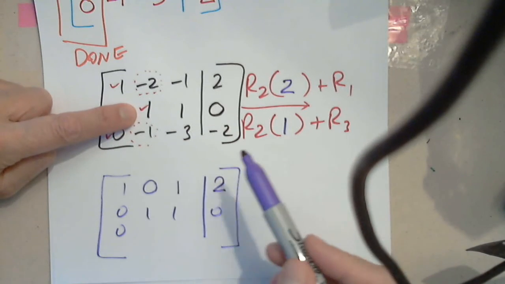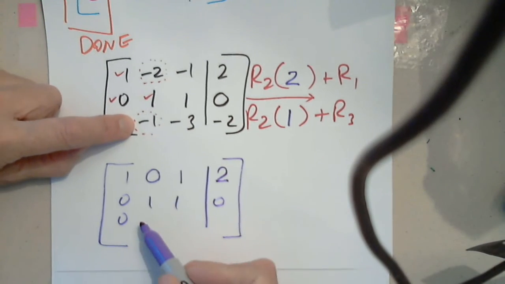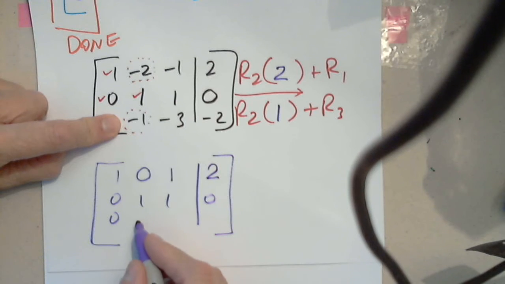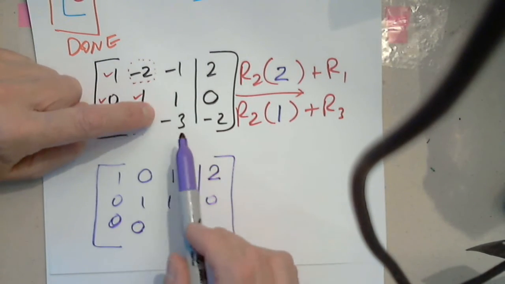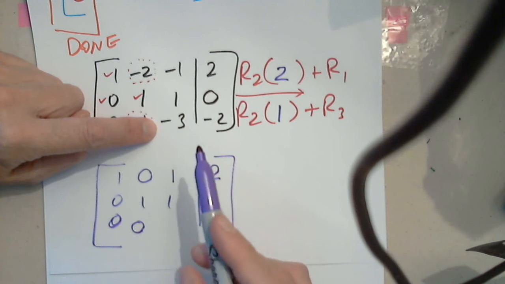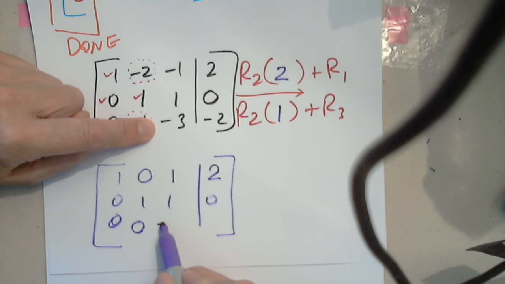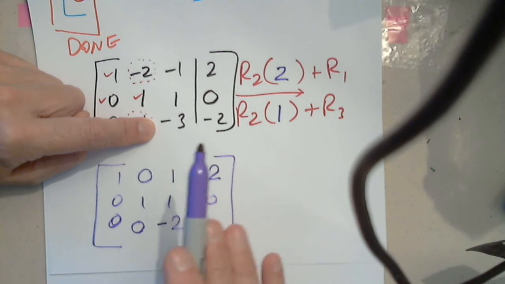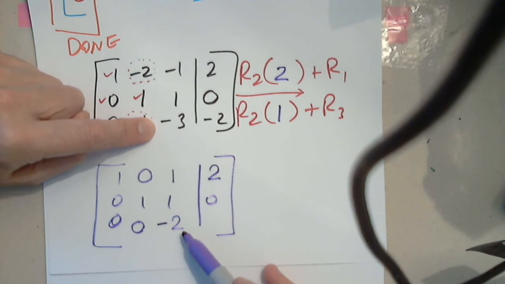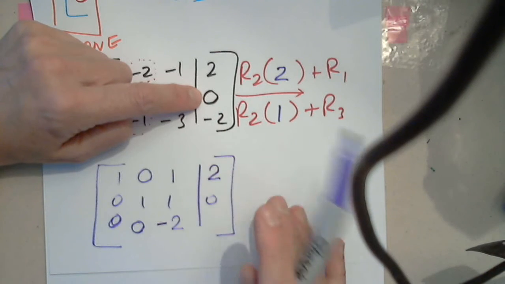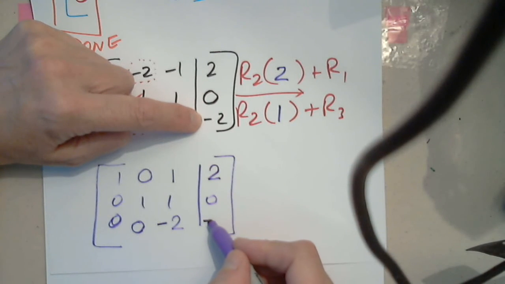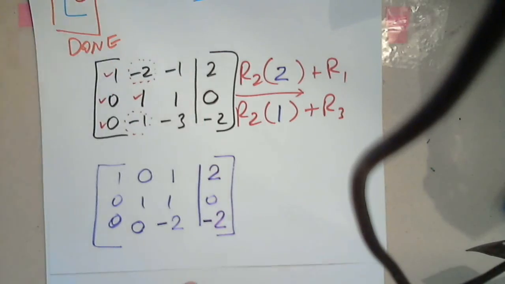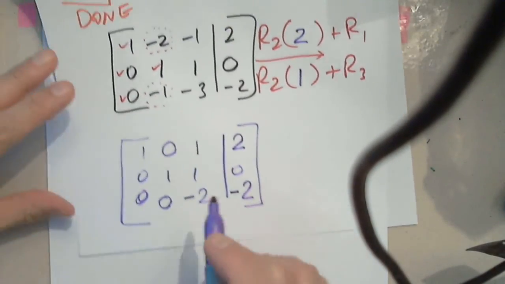1 times 1 minus 1, 0. Negative 1 times 1 minus 3, negative 3. 1 times 1 minus 3, right? Negative 2, correct? 0 times 1, which is 0, minus 2, negative 2. Excellent. What have we accomplished?